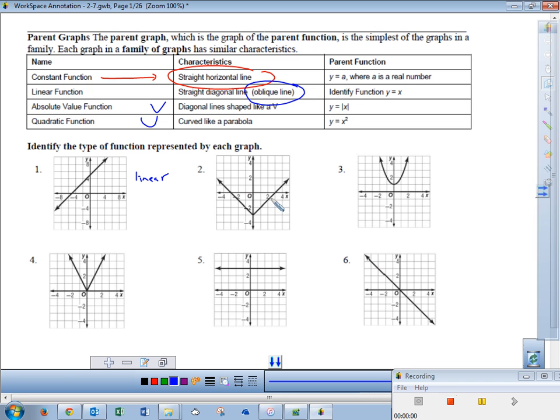Next guy, number 2, working across. Out of those four things, which is he? An absolute value, because he looks like a V. And number 3, that is a parabola, correct? So that's called a quadratic. Please do the bottom 3 problems.